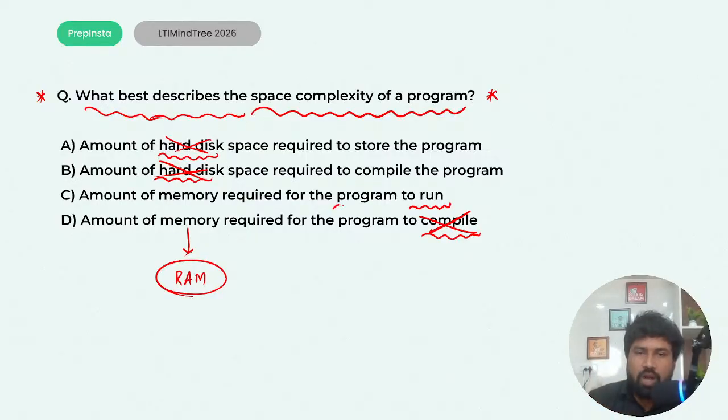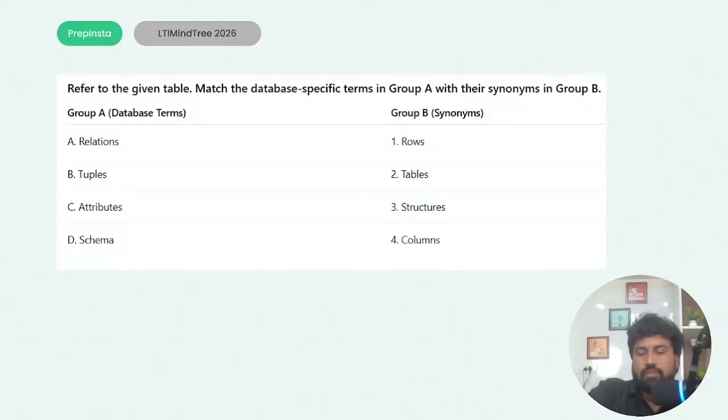So the space complexity depends on RAM while the program is running. How much memory is required to run the program is called space complexity. So whoever gave option D is completely wrong. Option C is correct. Some people gave A and D. No guys, option C is correct. Compilation also does not come under space complexity. Only how much memory you are consuming in RAM while running the program. Next.